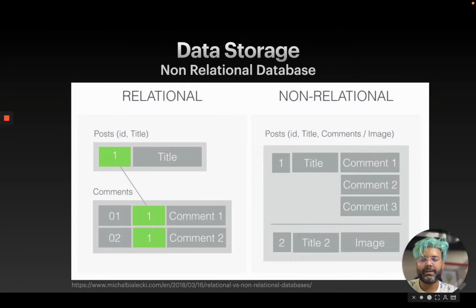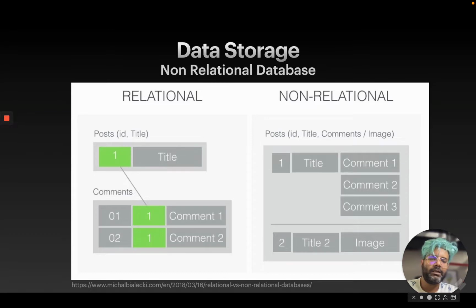Posts as being a particular table, with ID being the primary key and title being a field of that particular post. And then there are multiple people who are commenting on this post. So comments will have their own table, and then there will be a relationship that exists between posts and comments.